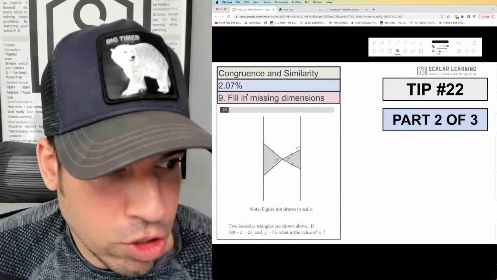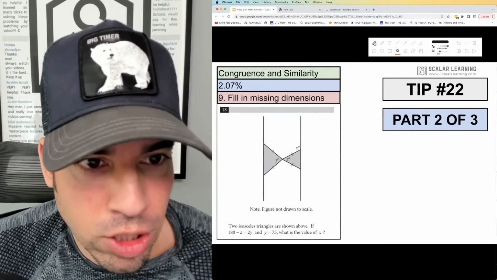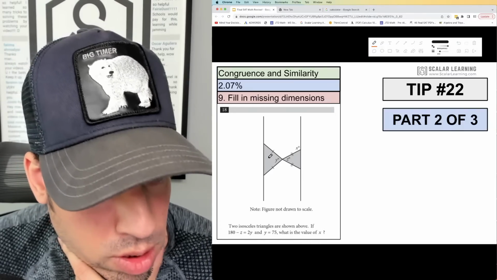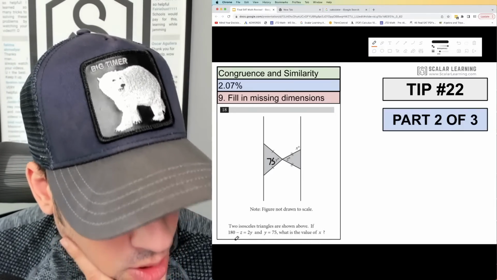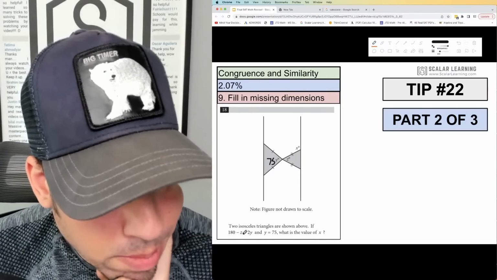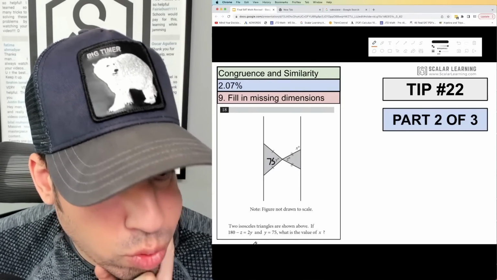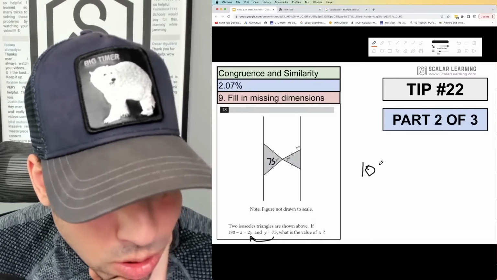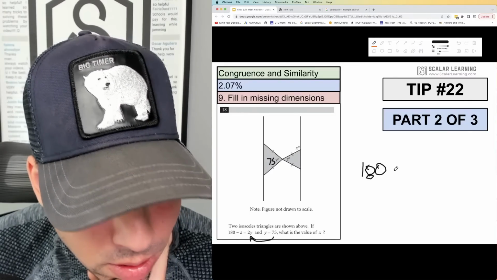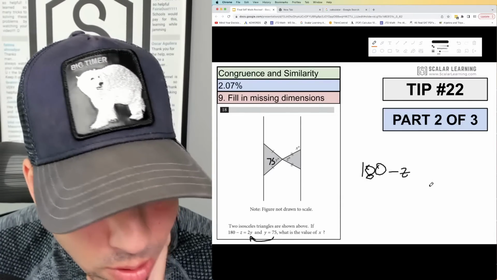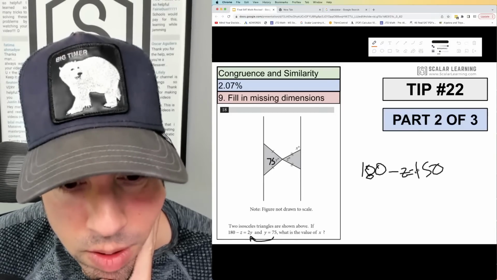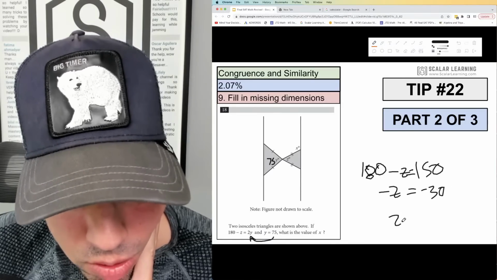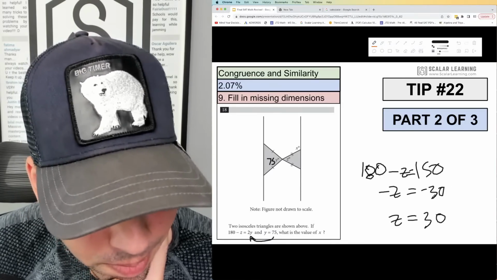Tip number 22, fill in missing dimensions, okay? So in this case, they give us all this stuff. They say y equals 75. I'm going to put that in the mix. Then I said that 180 minus z equals 2y. I already know that y is 75. So 180 minus z equals 2 times 75, which is 150. Minus 180, negative z equals negative 30. Z equals positive 30.